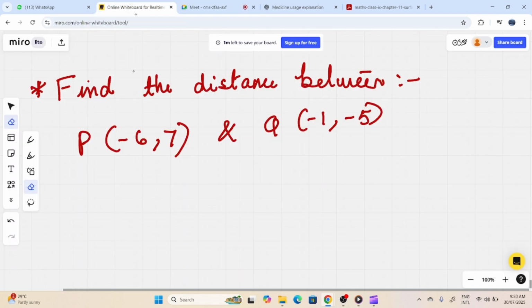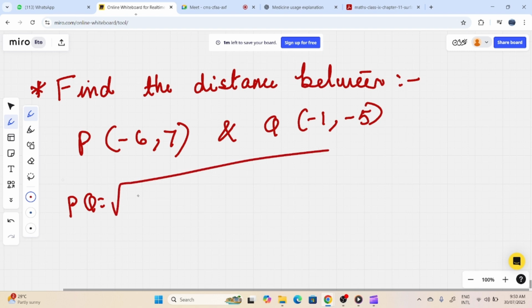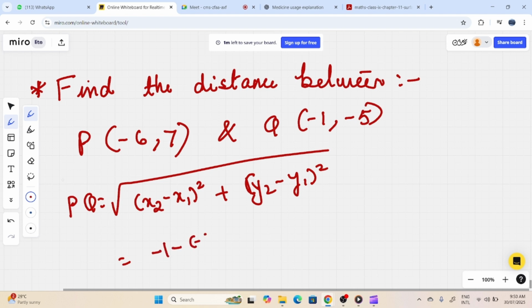I think everybody got the answer, isn't it? Always make sure you write the formula. What is the formula? PQ equals under root (x2 minus x1) whole square plus (y2 minus y1) whole square. Not that hard. So here, what is your x2? Minus 1. Minus 1 minus 6. It's all integers only. Nothing else is there. Plus (minus 5 minus 7) whole square.